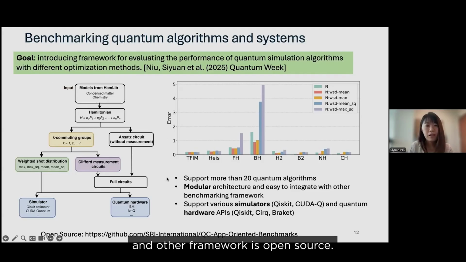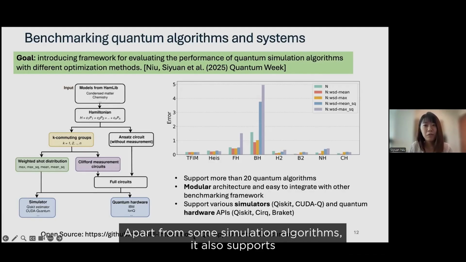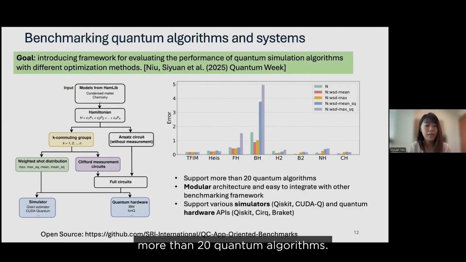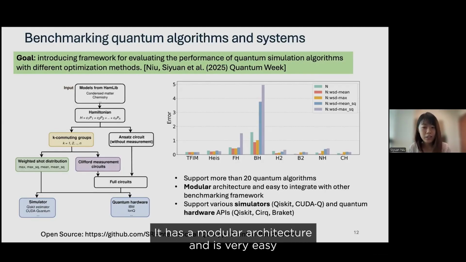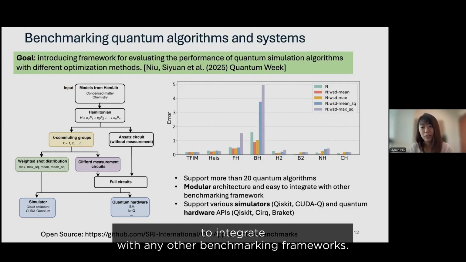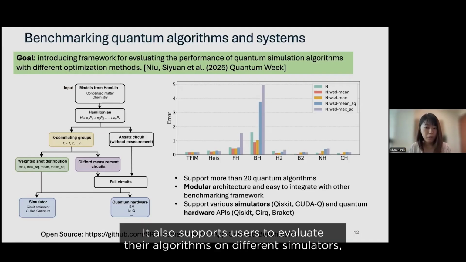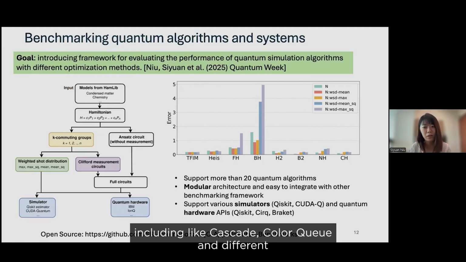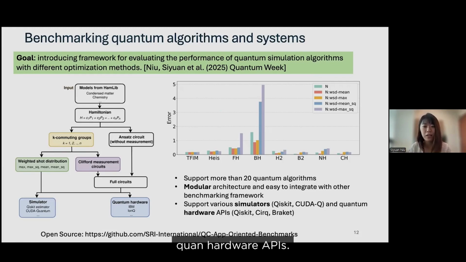And our framework is open source. You can find it on this GitHub. Apart from quantum simulation algorithms, it also supports more than 20 quantum algorithms. It has a modular architecture and is very easy to integrate with any other benchmarking frameworks. It also supports users in evaluating their algorithms on different simulators, including Qiskit, QuEST, and different quantum hardware APIs.